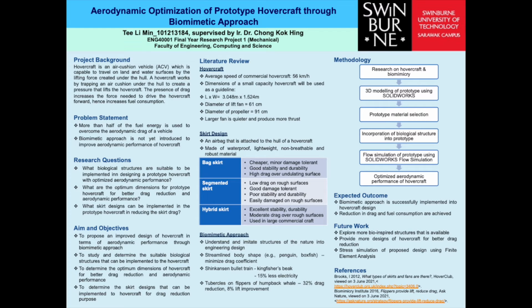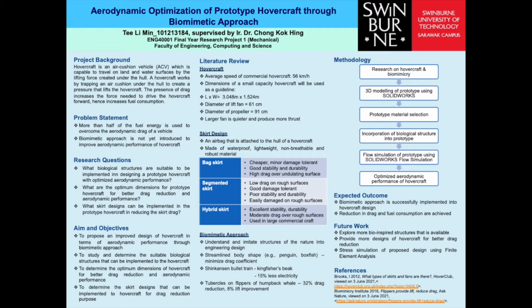The average speed of a commercial hovercraft can reach about 56 km per hour. The dimensions of a small capacity hovercraft that can occupy 1 to 2 people is around 3 meter long and 1.5 meter wide. The diameters of lift fan and propeller are 61 cm and 91 cm respectively. These dimensions will be used as a reference for the 3D modeling of hovercraft.